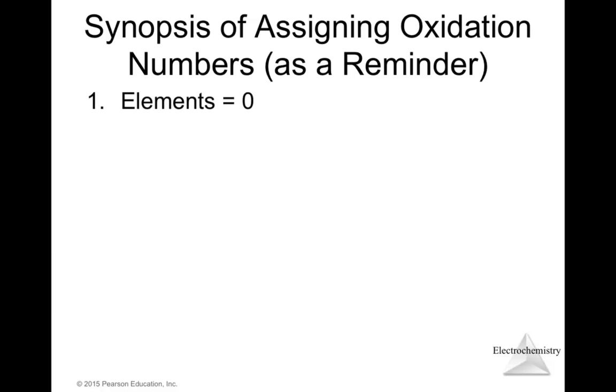As a reminder, let's review a little about oxidation numbers. All elements have an oxidation number of 0. For example, hydrogen as an element is H2, so its oxidation number is 0, as well as oxygen. Oxygen exists as O2, so the oxidation number for O2 is 0.